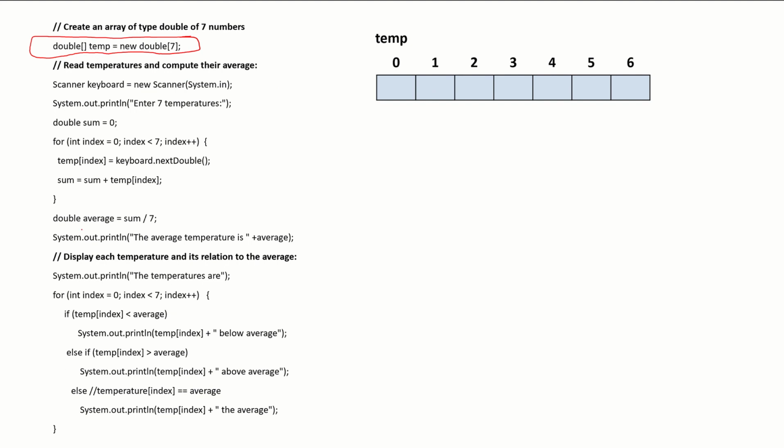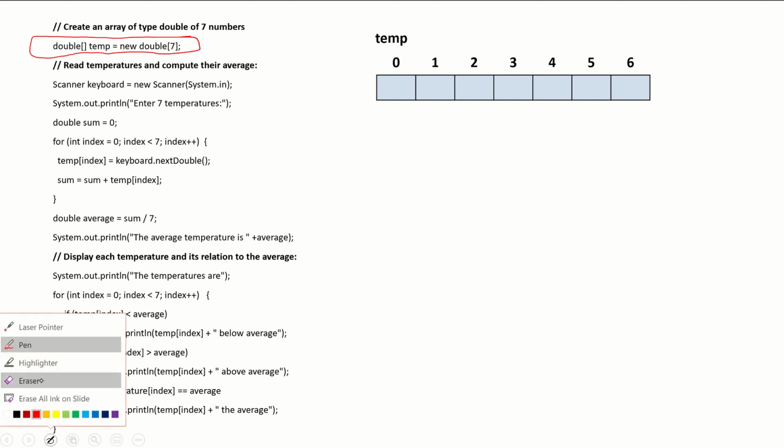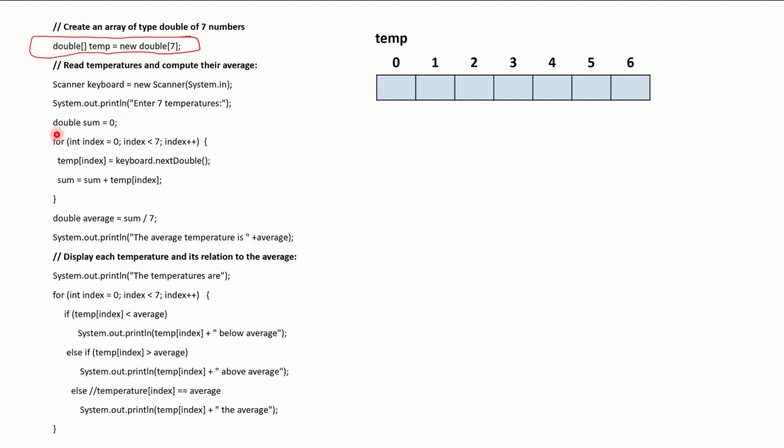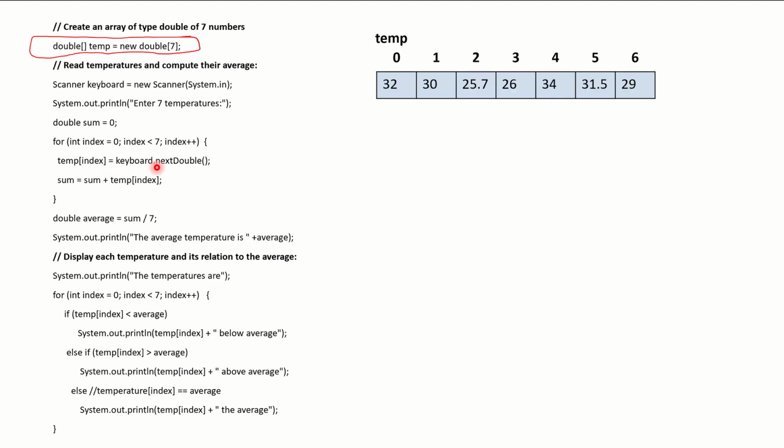So we will define a scanner, and then we will ask the user to enter the 7 temperatures. Because we need the average, I define sum at the beginning as 0. Because we need to read 7 temperatures, I say from 0 till the end of the array, go to each element in my array and read the value. For example, index 0 means go to location 0 of temp and get the value, then go to location 1, get a value and save it in location 1.